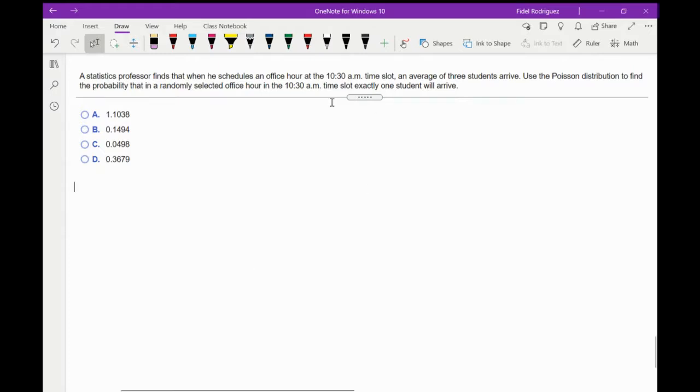It says a stats professor finds that when he schedules an office hour at the 10:30 a.m. slot, an average of 3 students arrive. It's real specific. Use the Poisson distribution to find the probability that in a randomly selected office hour in the 10:30 a.m. slot, exactly 1 student is going to arrive. I'm going to pull something up again here for you guys so you can see what I'm looking at.